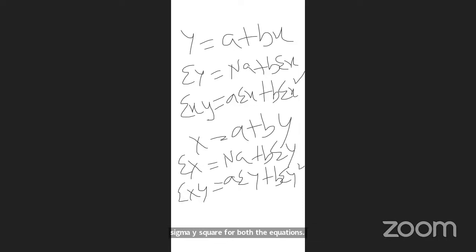In one equation, you got the A value, B value. Please don't substitute them in another equation because those values are not the same. Those values will differ. That's the reason why you have to calculate the A value and B value separately in both the equations. The A value and B value will be different in the X equation and the Y equation.